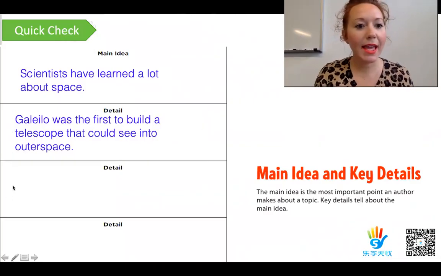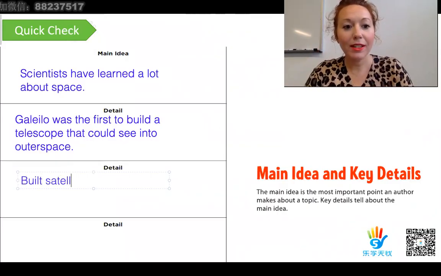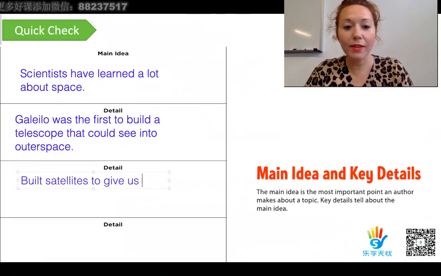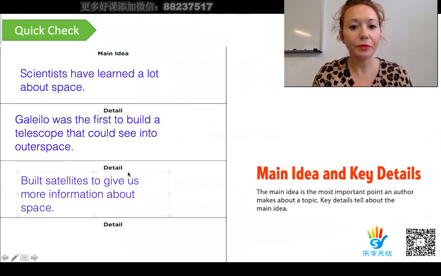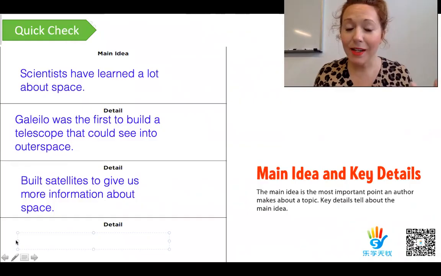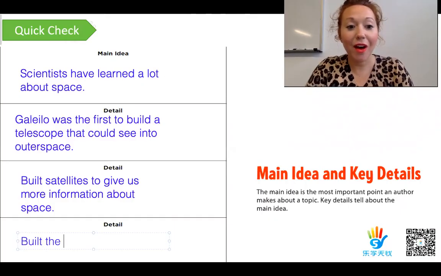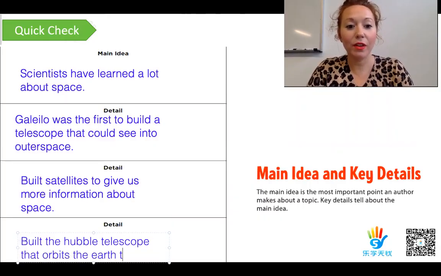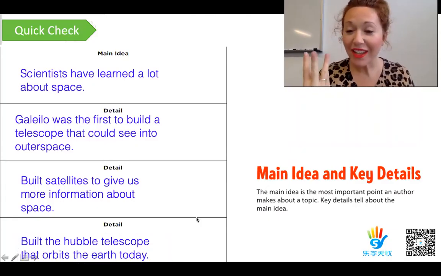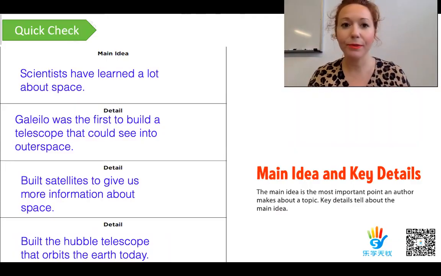Another detail we could say is that scientists built satellites to give us more information about space. And the last detail we could say is that scientists built the Hubble telescope that orbits the Earth today. All 3 of these details tell us how scientists have learned a lot more about space.